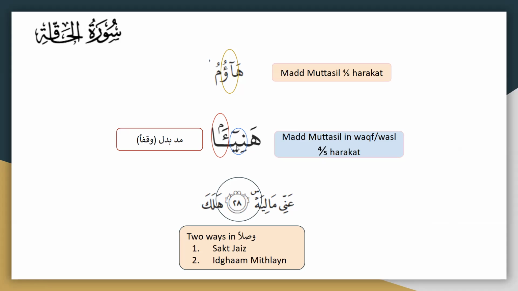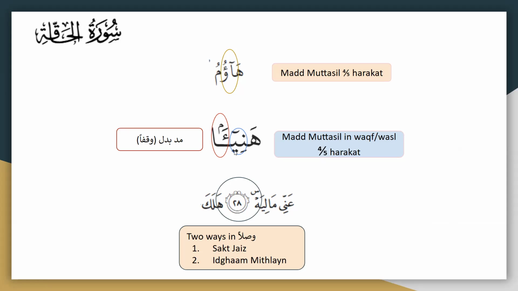So first one is a madya. Hani, madya is followed by the hamza and it's in the same word. So we say it's mad muttasil, waqfan and waslan because it's in the middle of the word. So stretch it for 4 or 5 harakat long. Hani. And then here, if you're stopping, it will be mad badal.